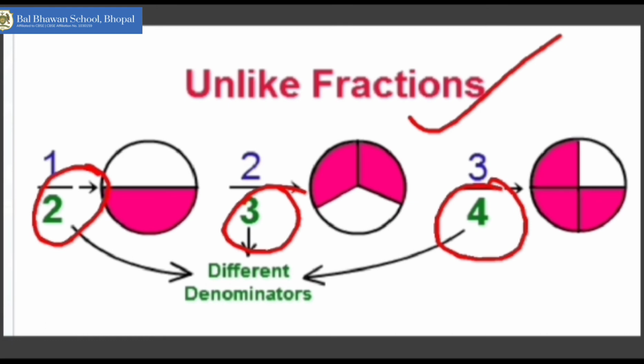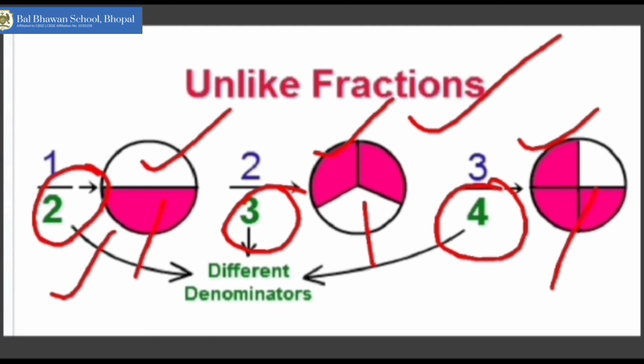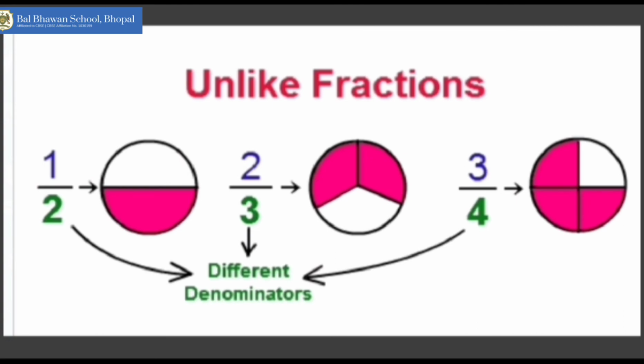Secondly, by looking at the figures, you see they have been divided differently. One is divided into 2 parts, the second one into 3 parts, and the last one into 4 parts. So the total number of parts of all these 3 figures is different. That means when we write fractions in number form, the denominators are not the same. So such fractions are called unlike fractions.